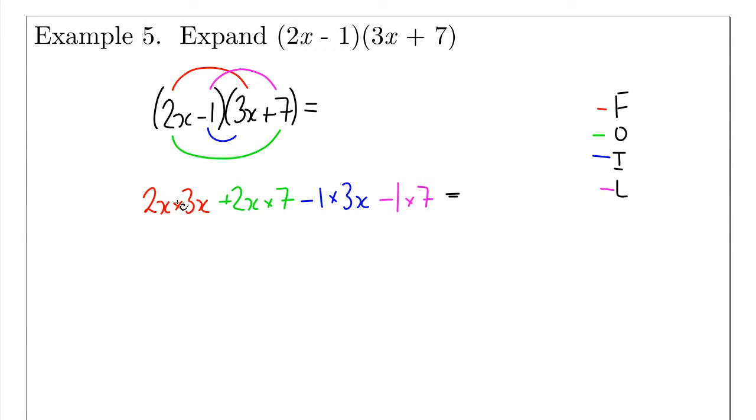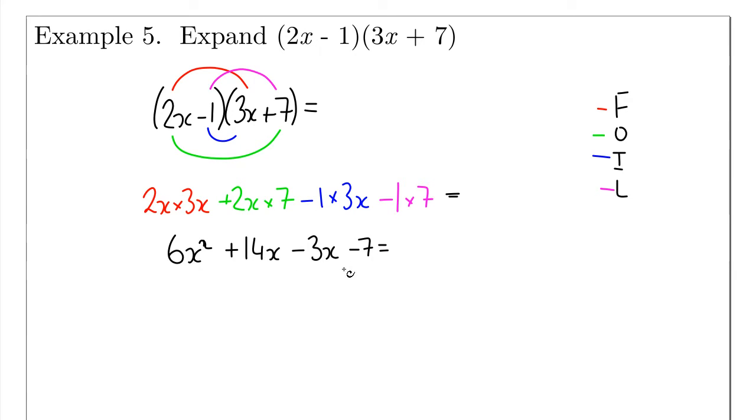So, now we simplify these. 2x multiplied by 3x is 6x squared. 2x multiplied by 7 is 14x. Minus 1 multiplied by 3x is minus 3x. And minus 1 times 7 is minus 7.